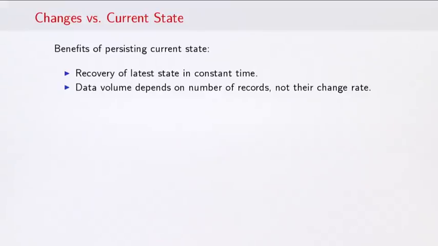There are obvious benefits to persisting the state and doing in-place updates. The first is that recovery of the latest state can be done in constant time because you just need to go to that one memory location and read it back. The other advantage is that the data volume needed for storage depends only on the number of records and not on their rate of change. It is easy to see that if you persist the changes, you will always persist at least as much, and most of the time much more data than if you would just persist the records themselves.